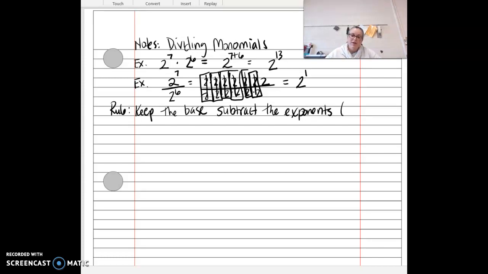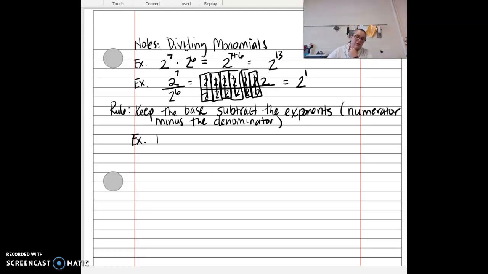And I'm going to be very specific because we want to subtract the numerator minus the denominator. Which makes sense because when you're multiplying exponents, you add them. When you're dividing your exponents, you subtract your exponents. All right, so let's use this to do some examples here.